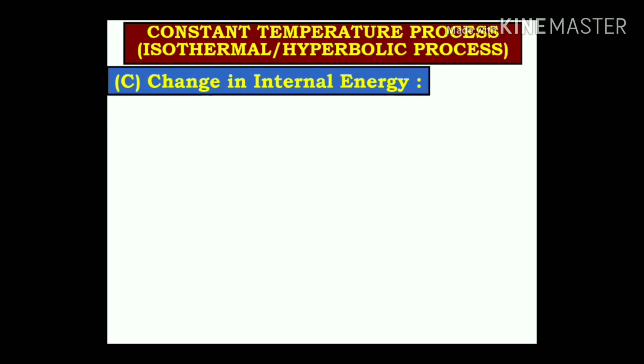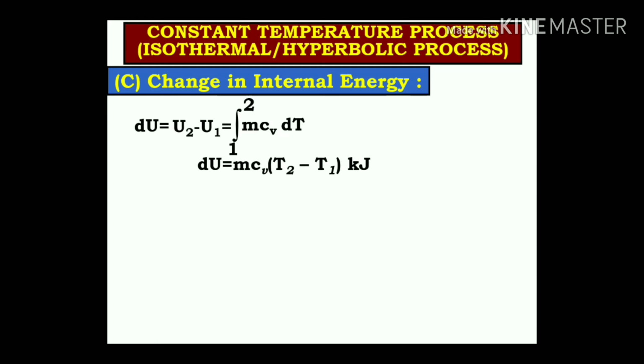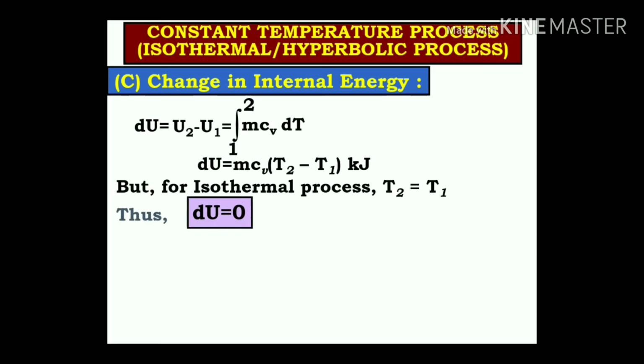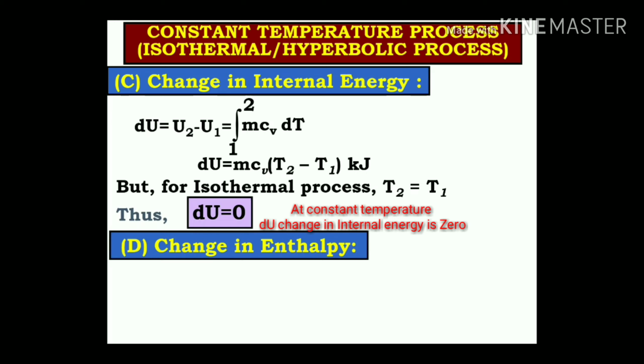At constant temperature, the change in internal energy is dU equals U2 minus U1, which equals the integral from 1 to 2 of m Cv dT. So dU equals m Cv (T2 minus T1) kilojoule. But for an isothermal process, T1 equals T2, that means dU equals 0. So there is no internal energy stored in the system.